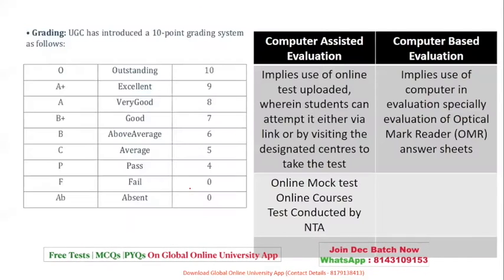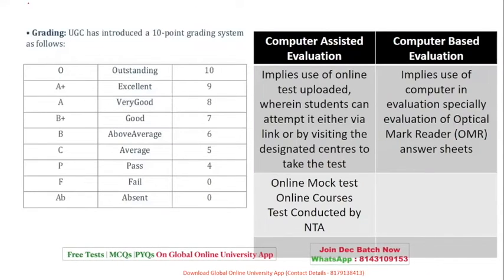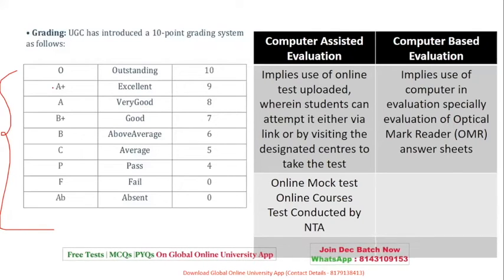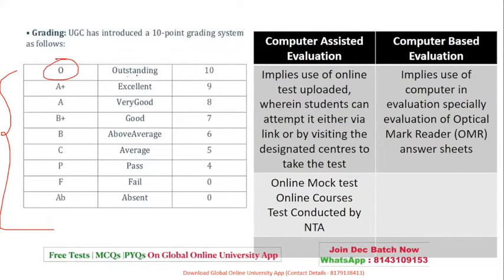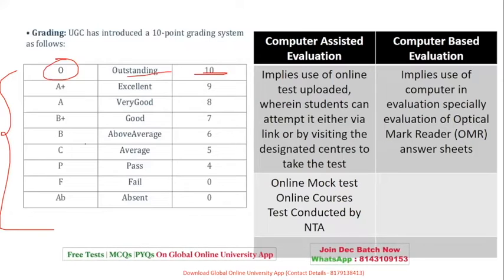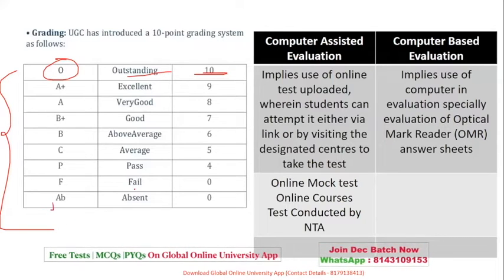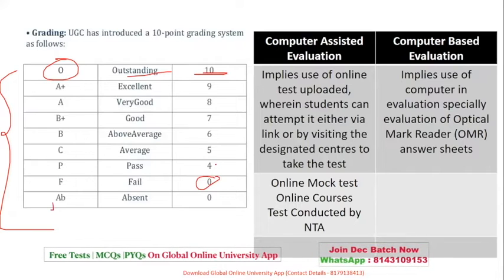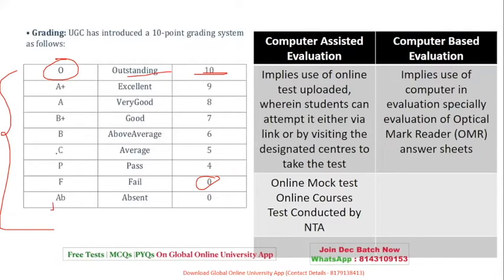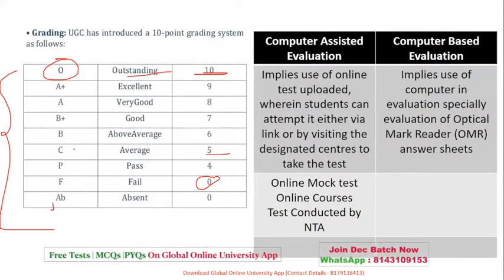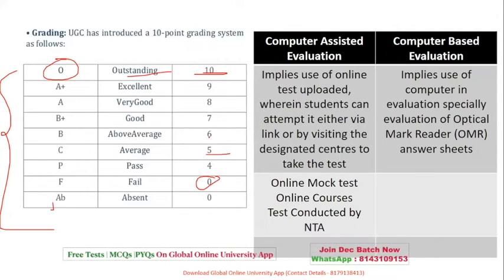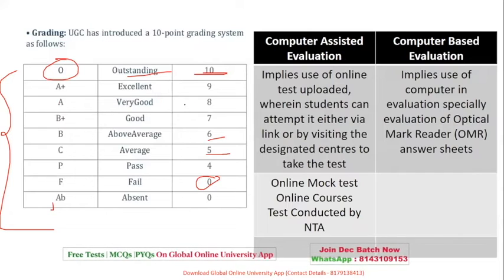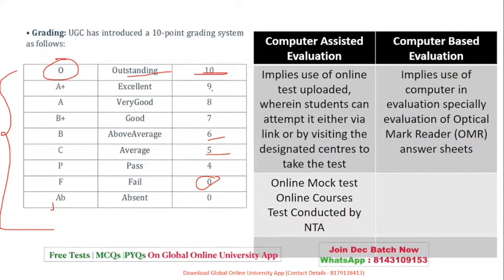Okay. Next, I have just given a table for a grading system. So you should know that O stands for outstanding with a grade of 10. F stands for fail with 0, absenteeism. P is pass with a grade point of 4. C is average with a grade point of 5. B is above average with grade point 6. B plus is good, 7. A is very good, 8. And A plus is excellent, that is 9.